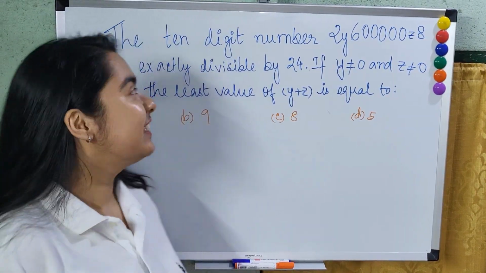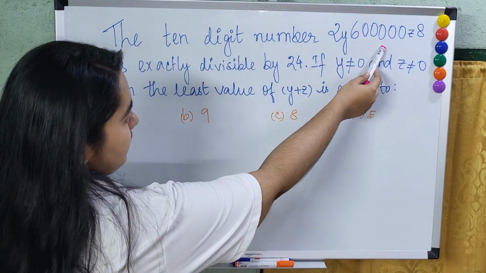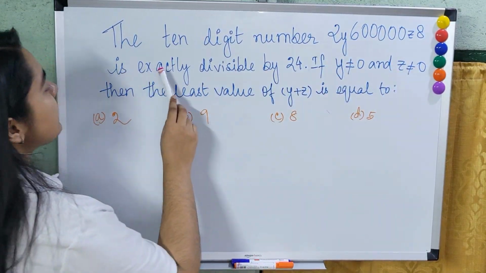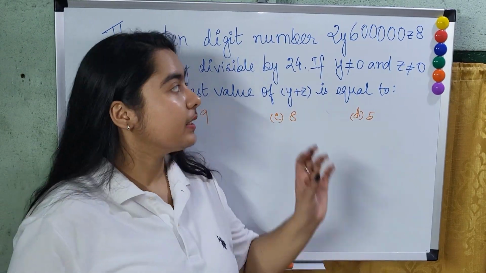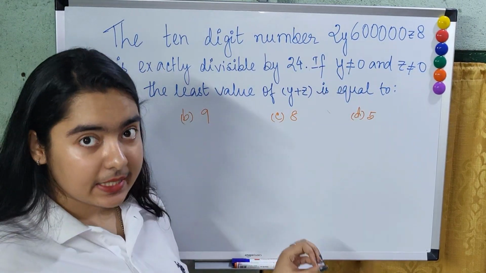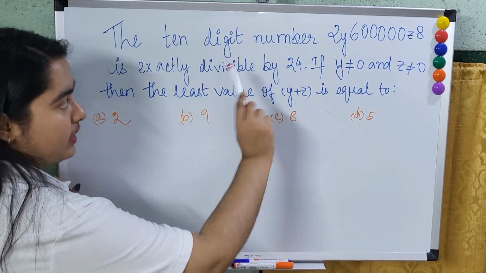Let's solve it. It says that the 10-digit number 2y6000z8 is exactly divisible by 24. That is, we are given a 10-digit number and it is said that this 10-digit number is exactly divisible by 24.